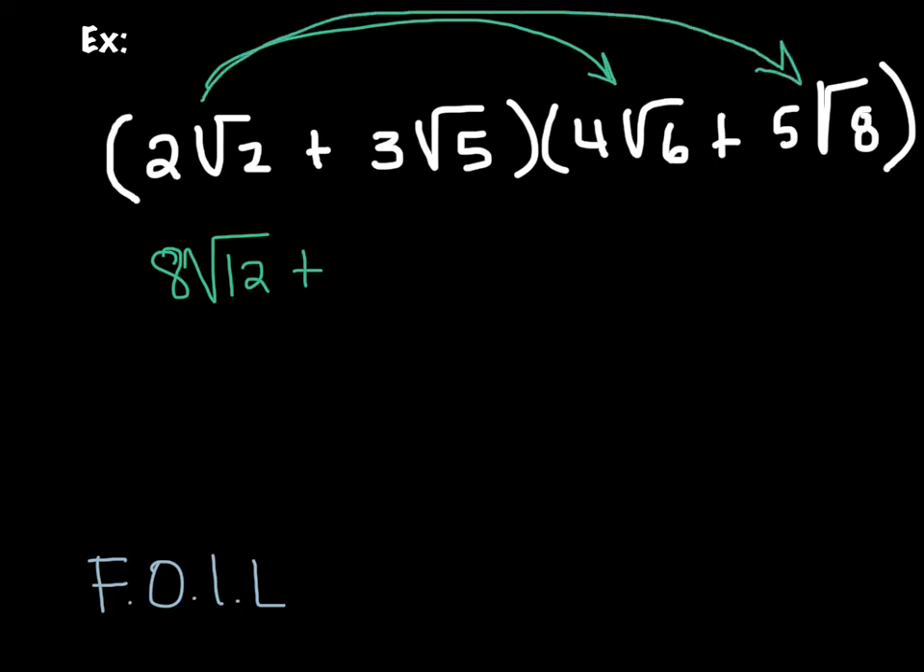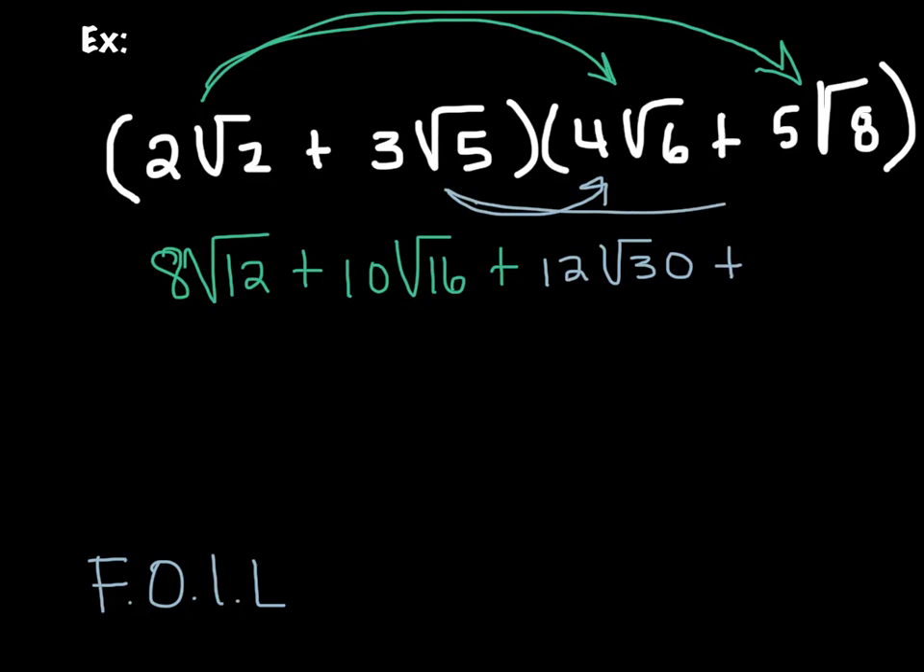So I multiply, so I would get plus 10 radical 16, plus, then I do inner, which is 3 radical 5 and 4 radical 6. So I get 12 radical 30, and then last, which is 3 radical 5 and 5 radical 8, so 15 radical 40. So now I'm going to go through and check to make sure all the numbers inside are simplified.